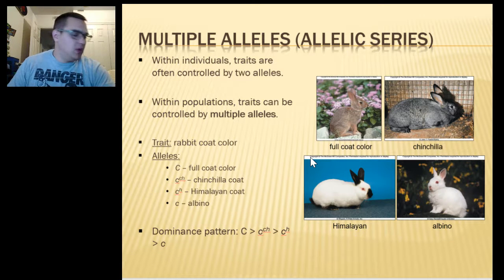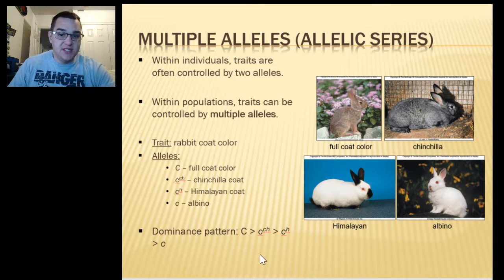Next one is multiple alleles. What it's talking about with multiple alleles is you have multiple alleles for different phenotypes and different genes. As it talks about with these rabbits here, you have the homozygous dominant, which is full color coat, which is this guy right here, and then from there it just goes down all the way to the homozygous recessive, which is the albino.